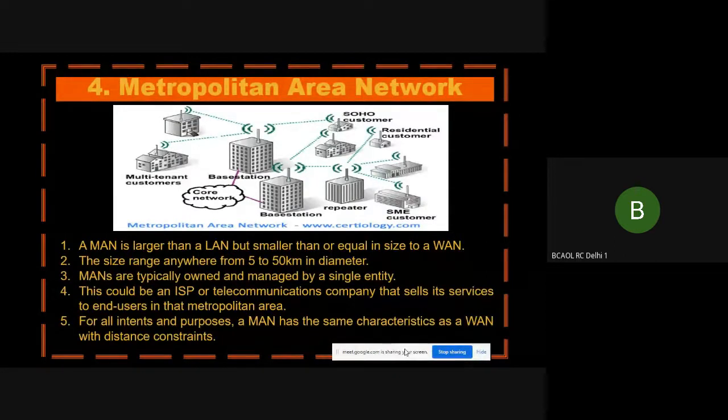For all intents and purposes, a MAN has the same characteristics as a WAN with distance constraints. There are a few distance constraints because all the computers in the whole world are not connected, but still it can work as a WAN also. So that is there.